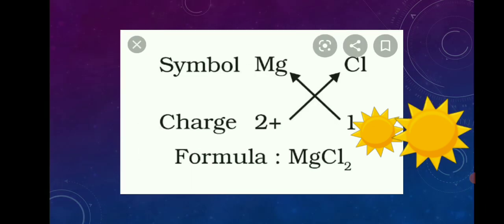Now there is an example for writing the chemical formula of magnesium chloride. First, write the symbols of magnesium and chloride along with their charges. There is no common factor in the numbers corresponding to their charges. Now crisscross their charges. Hence, the chemical formula of magnesium chloride will be MgCl2.